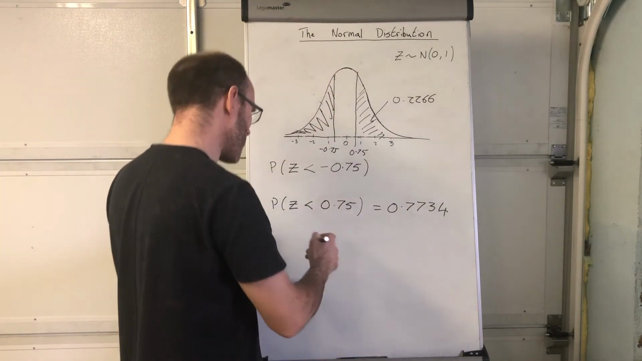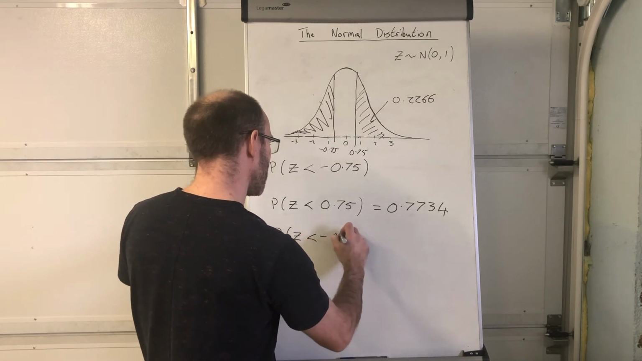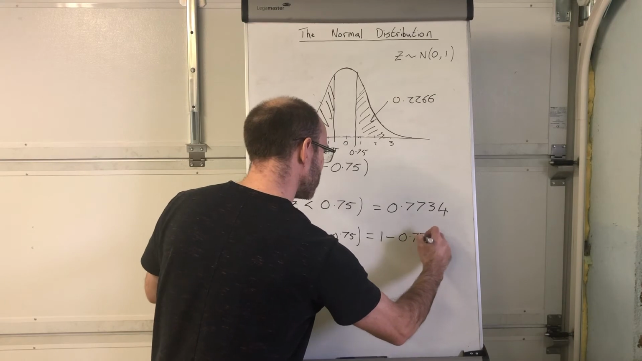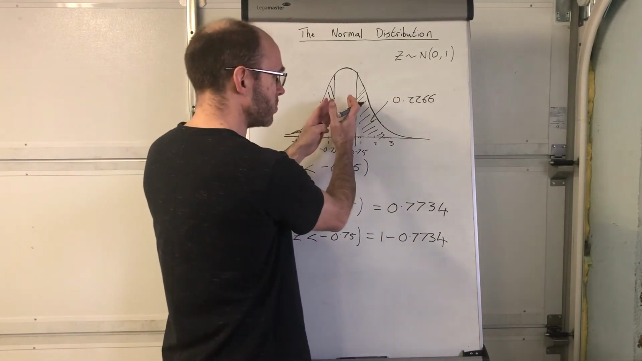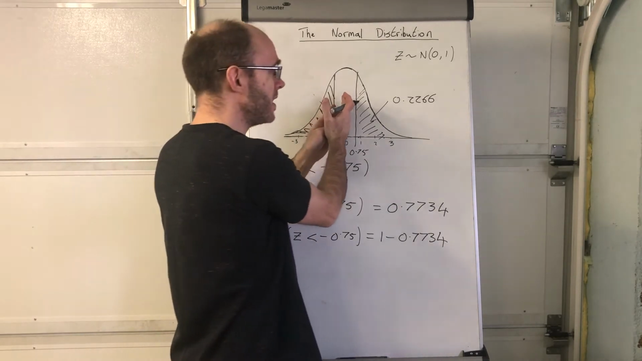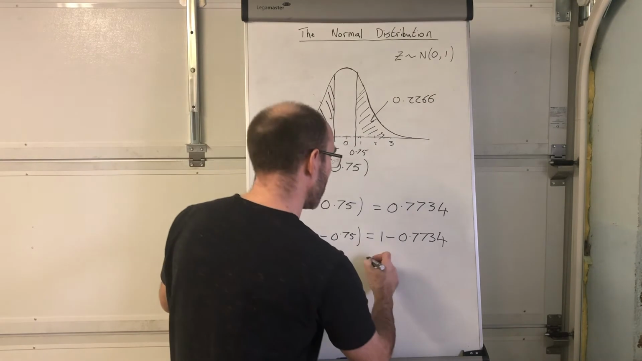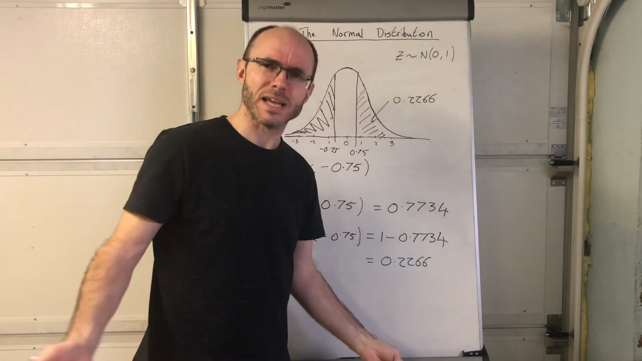In terms of our working, what we would do is this. We'd write down probability z is less than negative 0.75 is 1 subtract 0.7734. Because remember, that's how we worked it out. We got all of that was 0.7734. Subtract that from 1 to get this amount, and by symmetry, that is our answer. So 0.2266. Okay?